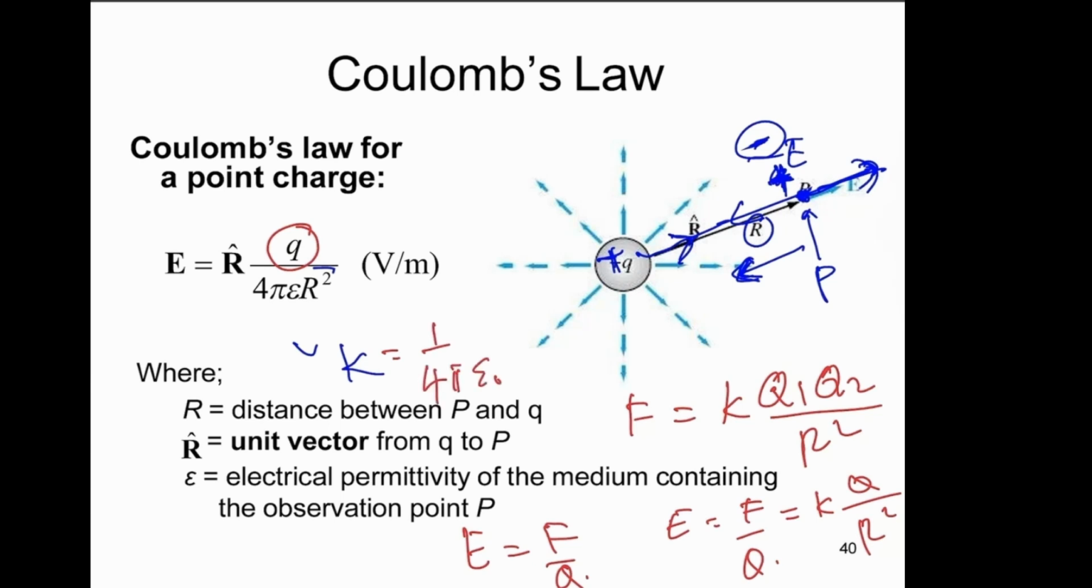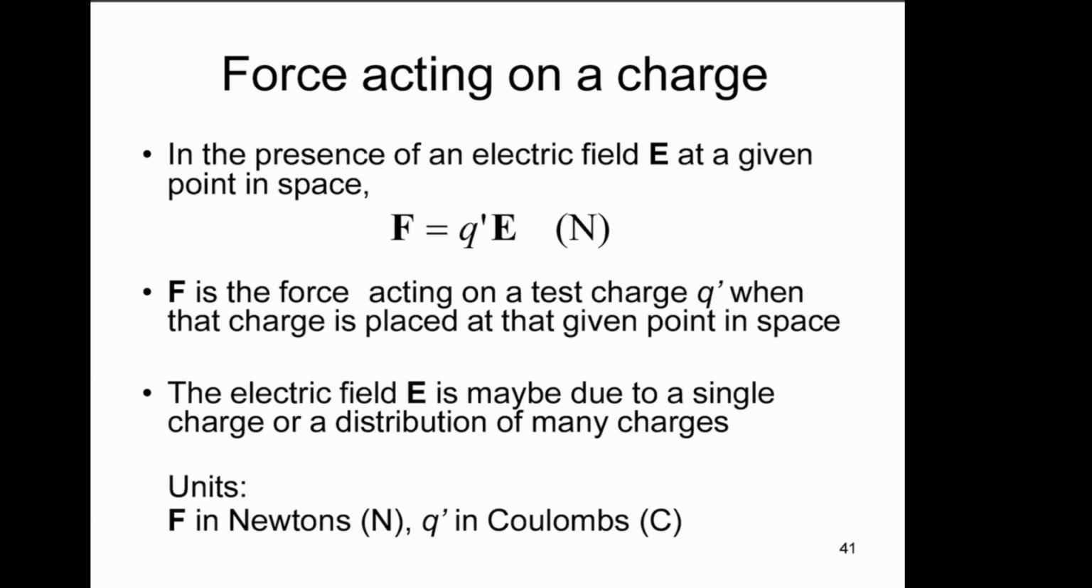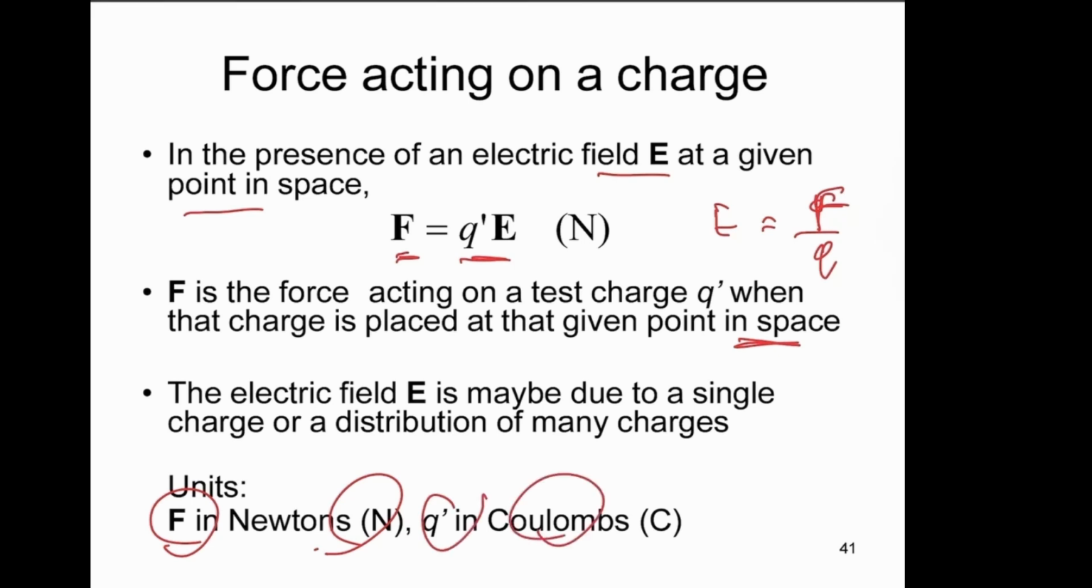This is Coulomb's law. The force acting on a charge in the presence of an electric field at a given point in space is F equal to QE, and E equal to F over Q. F is the force acting on charge Q when the charge is placed at a given point in space. The electric field may be due to a single charge or a distribution of many charges. The unit for force is newtons and for Q is coulombs.